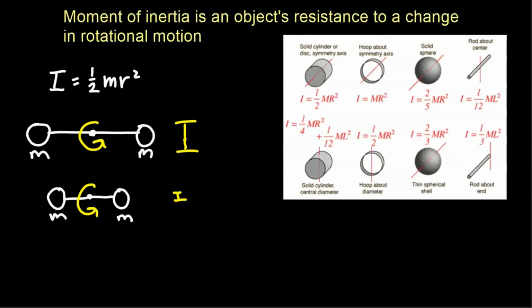This chart on the right is helpful when you're dealing with objects that have more than one particle. Rather than adding all the 1/2 mr² terms, we can use this chart as a shortcut. It allows us to compare the moment of inertia, or rotational inertia, for different objects such as a sphere, a cylinder, or a hoop.